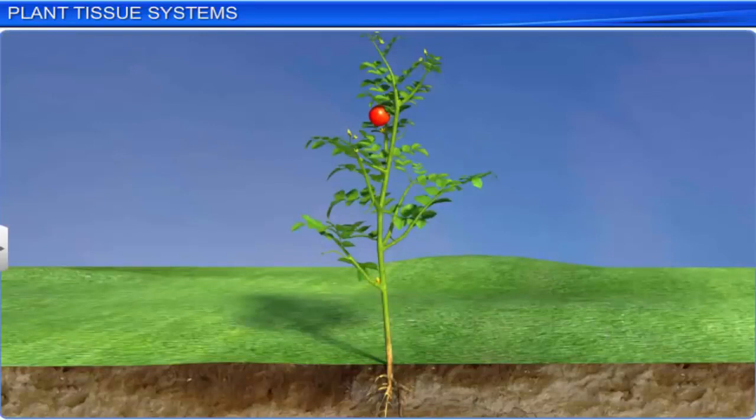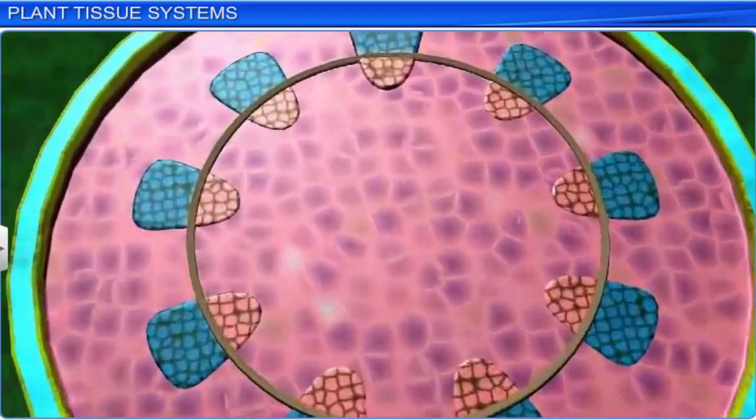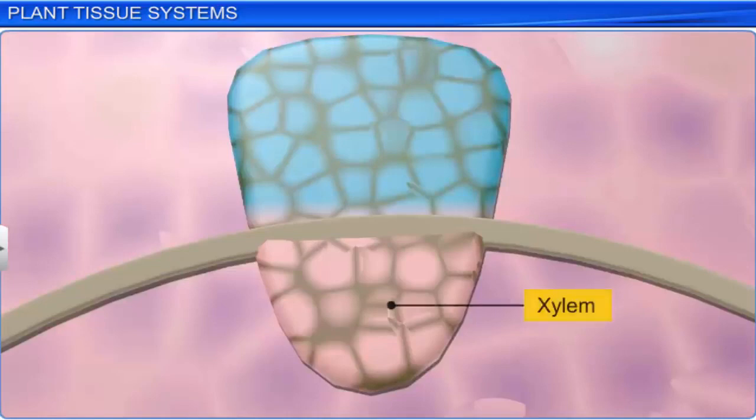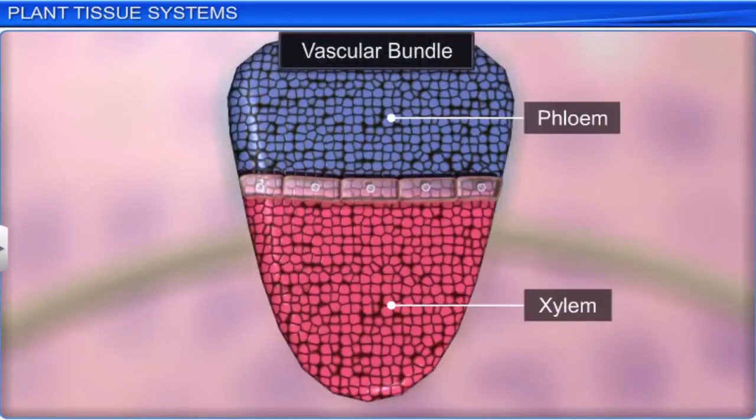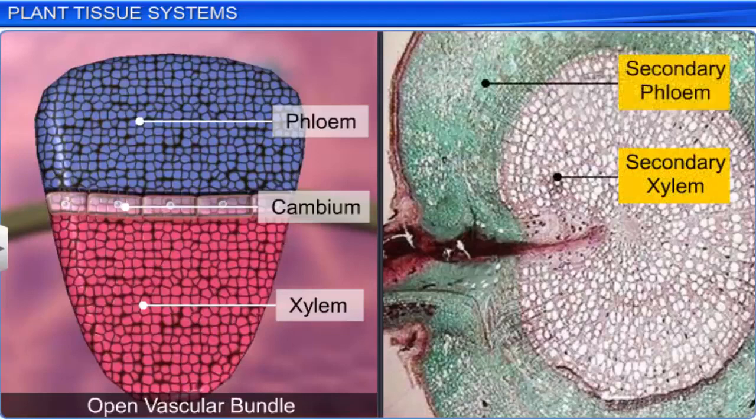Let's now study the third type of tissue system, the vascular tissue system. It is composed of complex tissues, namely xylem and phloem, which together form vascular bundles. In the vascular bundles of dicotyledonous plants, cambium is present between the phloem and xylem. Due to the presence of cambium, such vascular bundles can form secondary xylem and phloem tissues and are known as open vascular bundles.